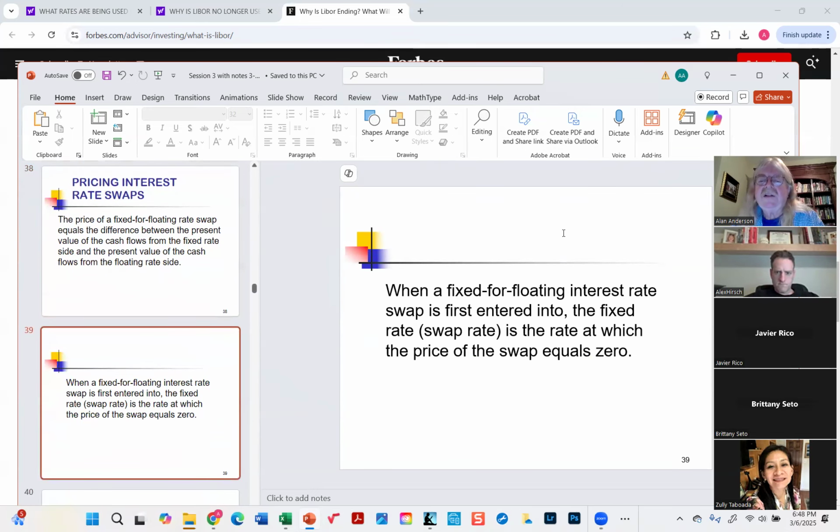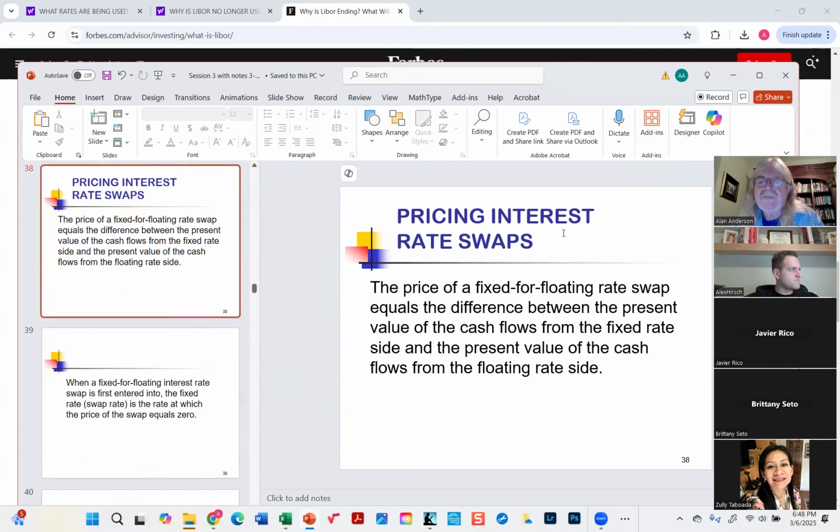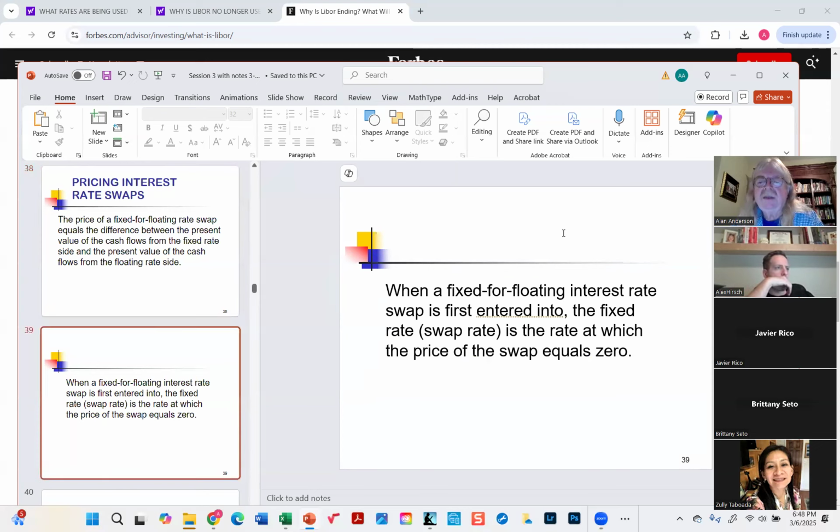Now, pricing, this is the challenging part. The price of a fixed or floating rate swap equals the difference between the present values of the cash flows from the two sides of this transaction. Initially, the swap is set up to ensure that the price is zero for both sides. That's how this is done.